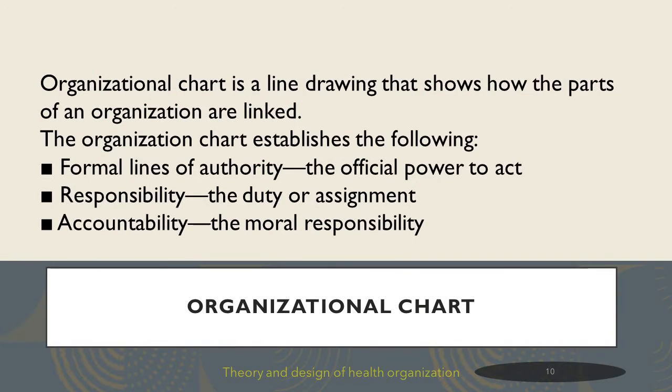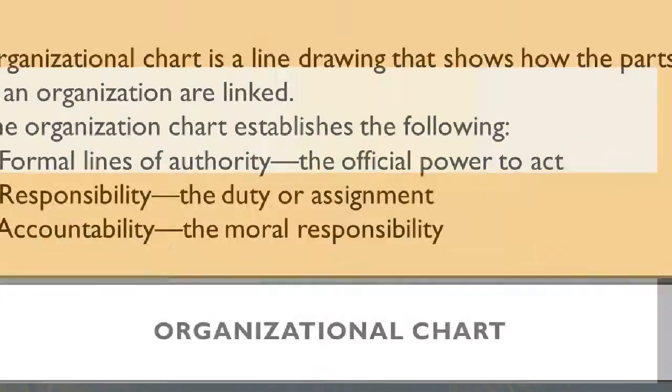Organizational chart. An organizational chart is a line drawing that shows how the parts of an organization are linked. The organization chart establishes the following. First is formal lines of authority, which refers to the official power to act. Second, responsibility refers to the duty or assignment. Thirdly is accountability, which refers to the moral responsibility.